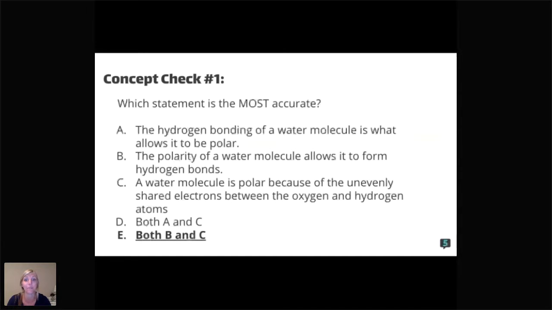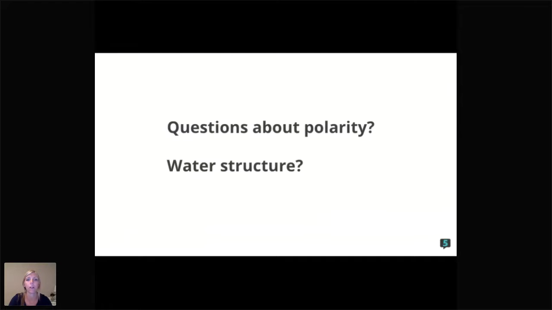And we said that was the big misconception, that a water molecule itself has hydrogen bonding, which is not true, right? One water molecule does not hydrogen bond with itself. That happens across several molecules. So it is the polarity of one water molecule that allows it to form those hydrogen bonds. So that's why we're looking at E for both B and C. Great job. Okay, I'll pause right here.